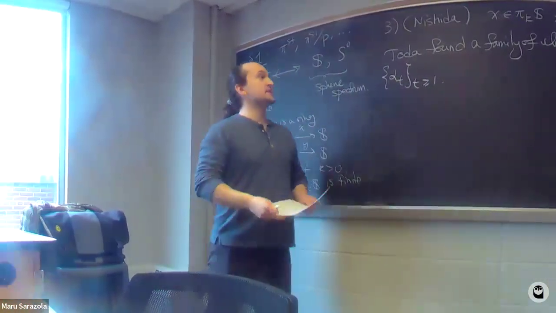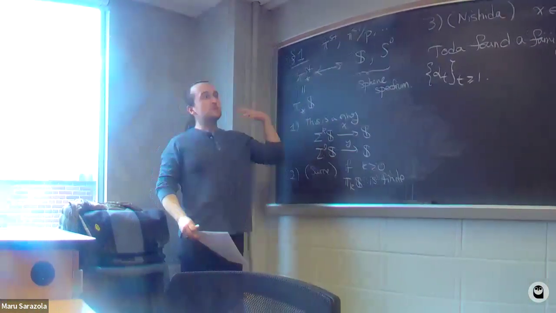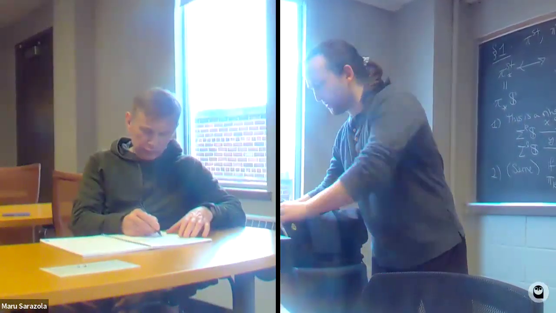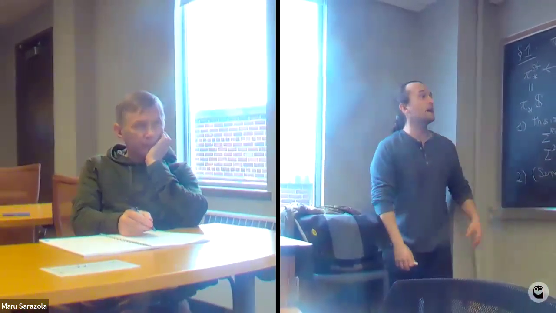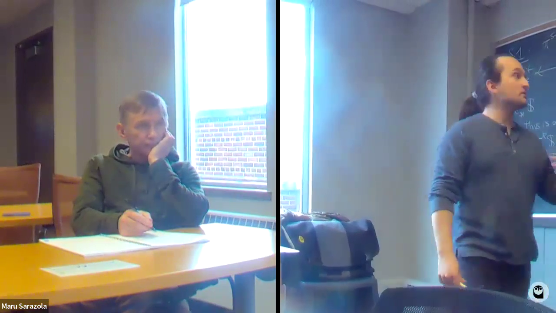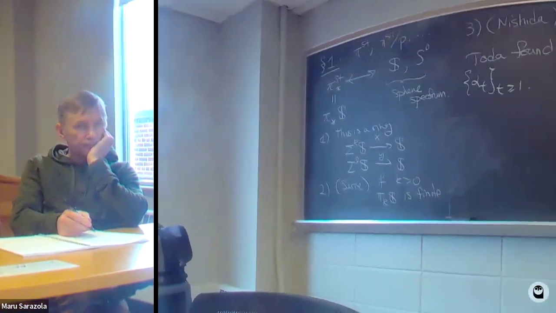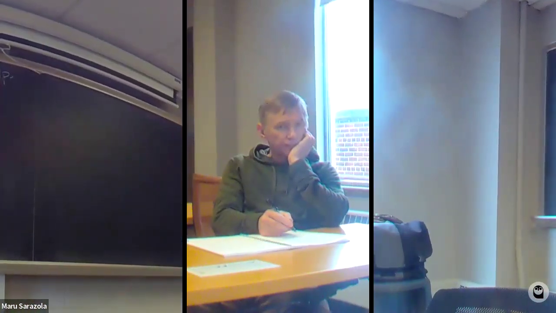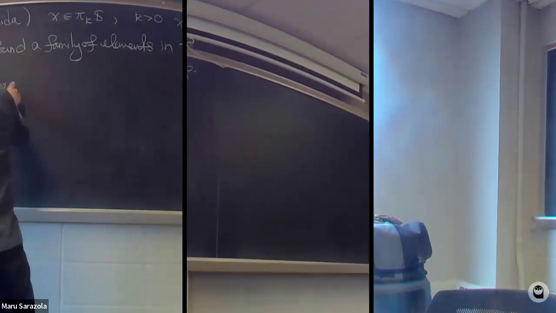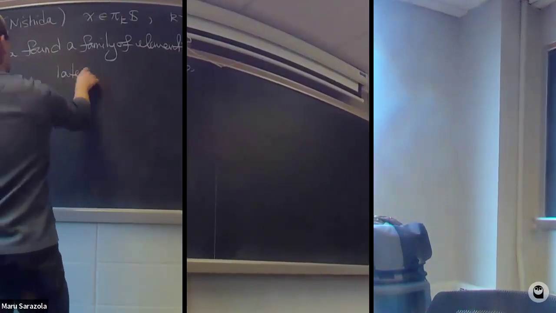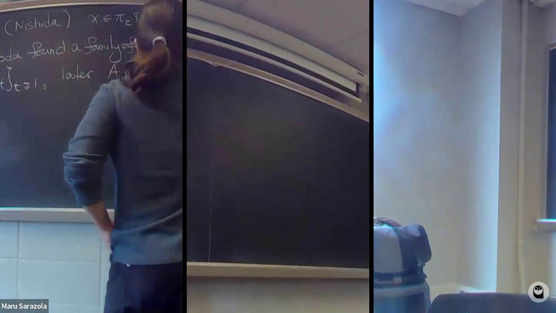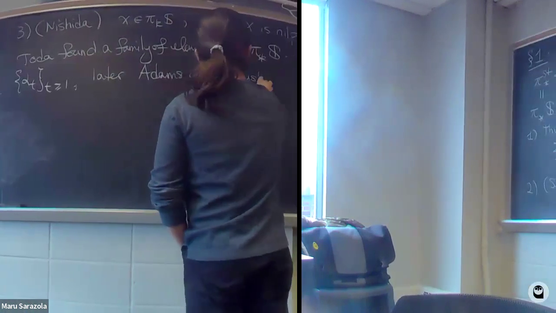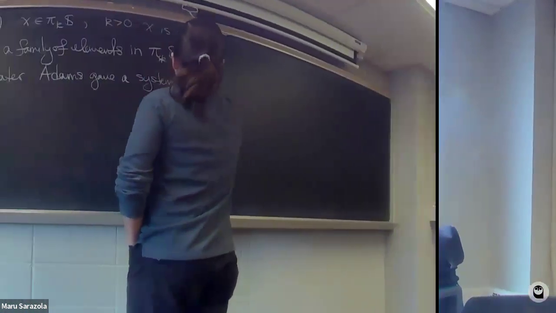And this lives inside of pi star S, and Toda came up with this family, and as far as I understand, it was Adams who discovered a systematic way of producing all of these elements. And I don't think that this was present in Toda's work when he made these constructions. So maybe I'll just say like later, Adams gave a systematic construction of this.